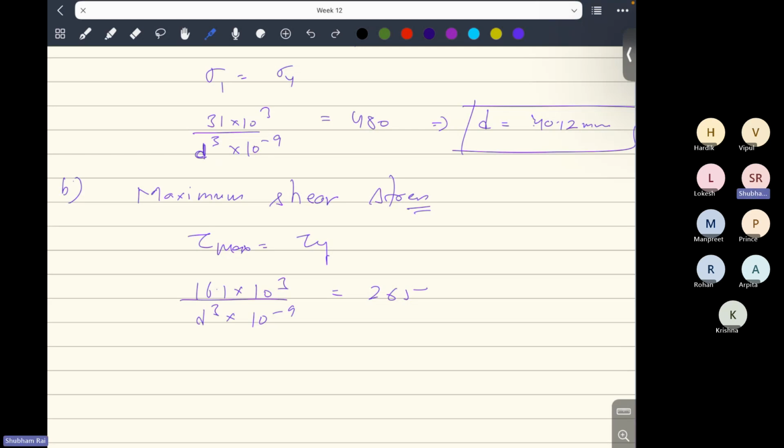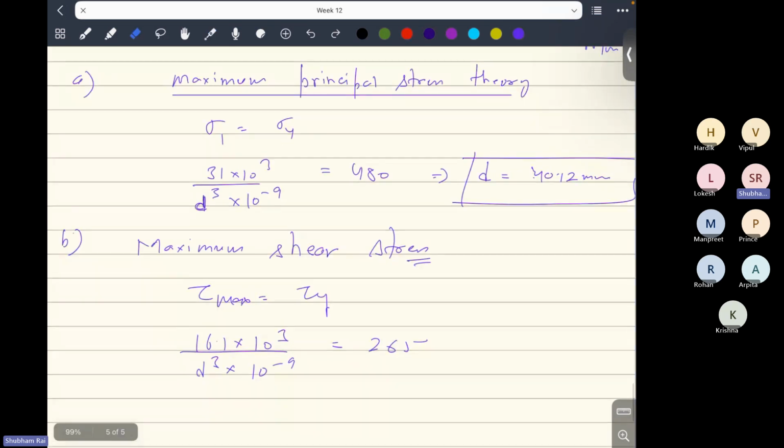Actually, this will be sufficient. Let me just see. I think 16.1 into 10 raised to the power 12 divided by 265, raised to the power 3. Yeah, actually, ideally, you can find in SI units and then you can convert in mm maybe.